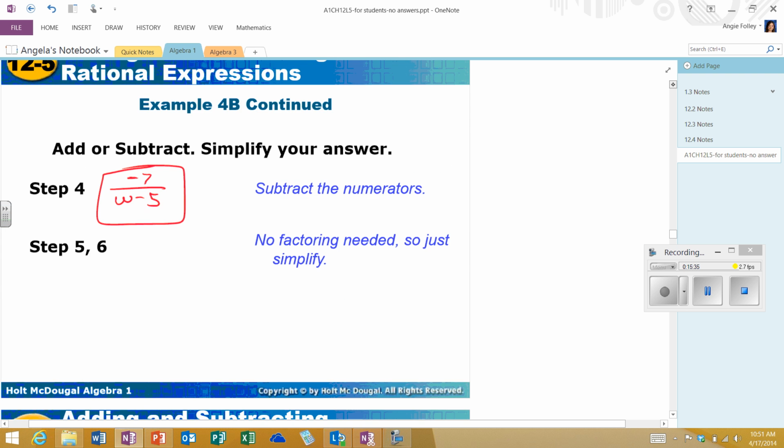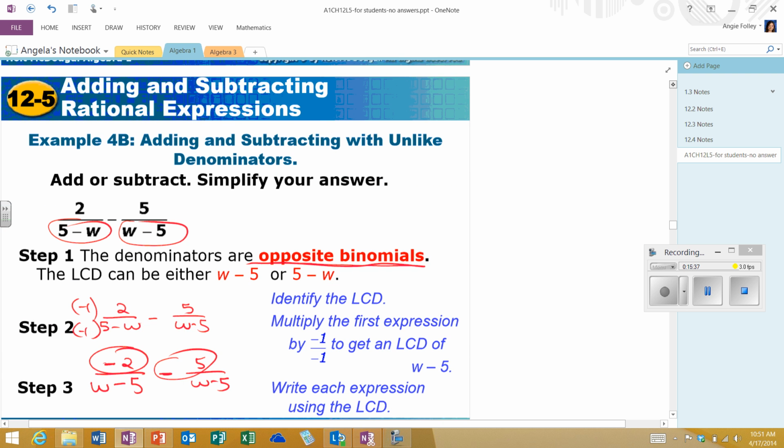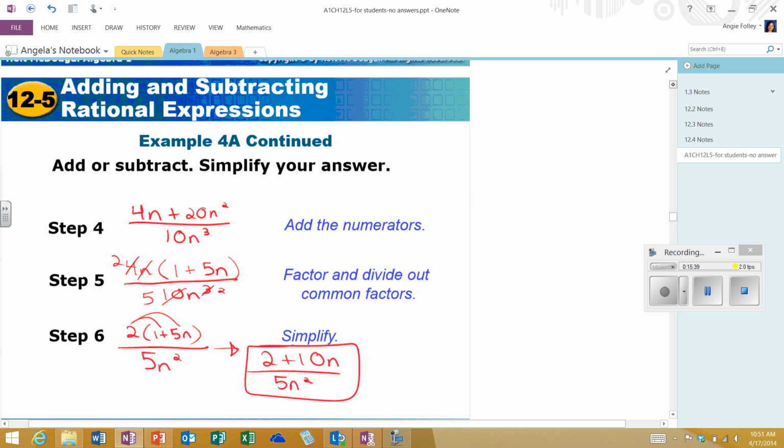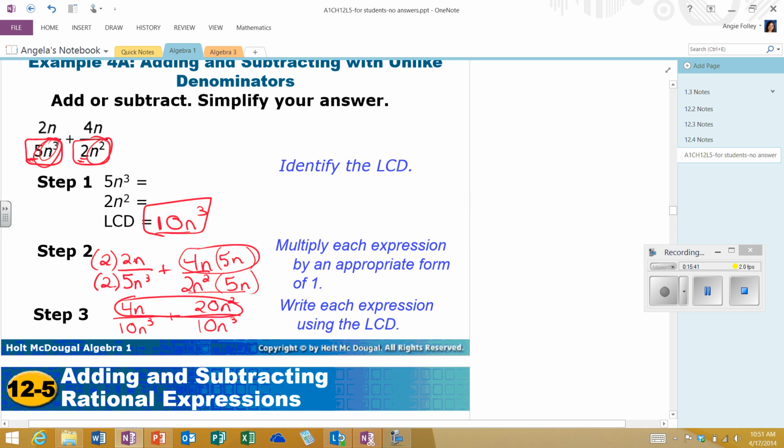Just to reiterate, let me go back to this example up here. You're figuring out what is the least common value that both denominators go into. So up here, if you wanted to list out the prime factorization, you can. I like to just look, and I know that the least common multiple of 5 and 2 is 10. And then I look at the variables, and it's always the bigger of the two.